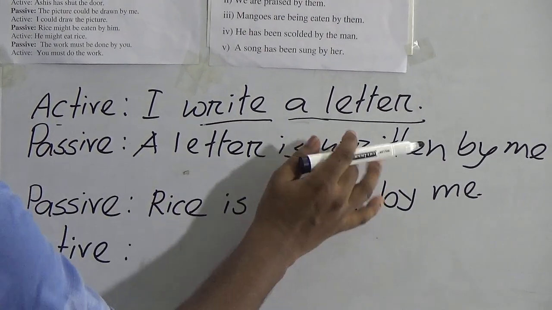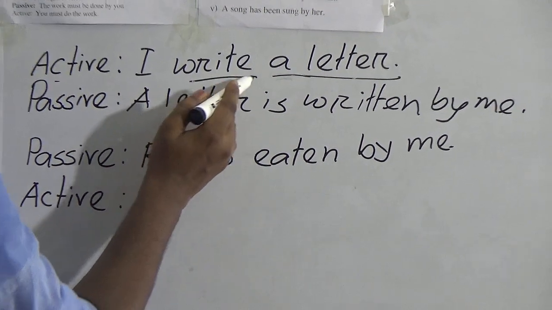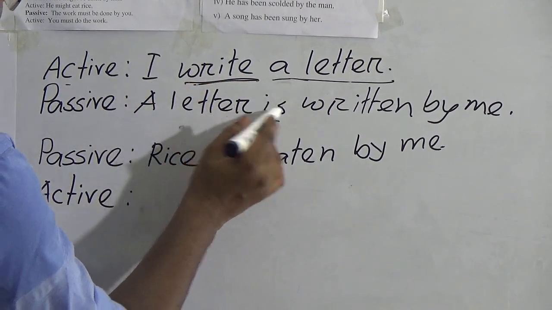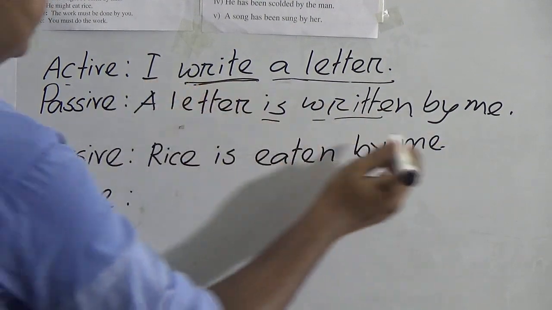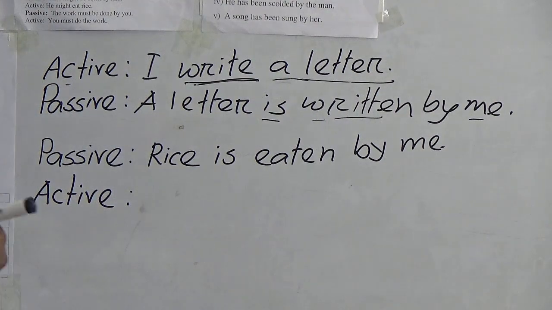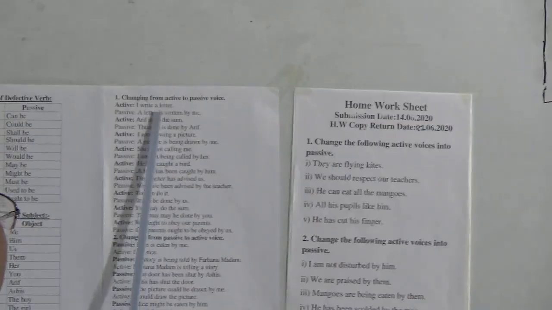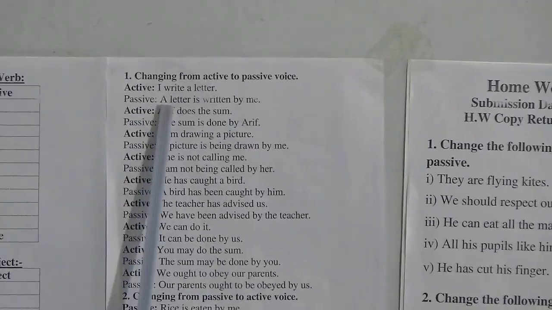So what did we do? I write a letter. We made the object the subject: a letter. As it is present indefinite tense, we use is, the past participle of the verb and the preposition by, and the subject becomes object at the last. Okay, next examples. I write a letter: a letter is written by me.